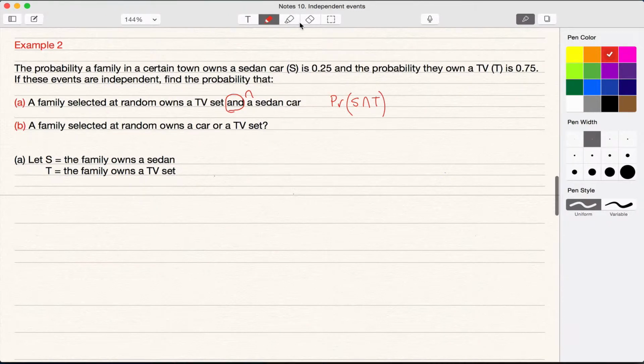First step is to define our outcomes. Once we've done that, our next step is to write out the probabilities that we already know from the question. We know the probability of S, sedan car, is 0.25. And the probability of T for TV is 0.75.